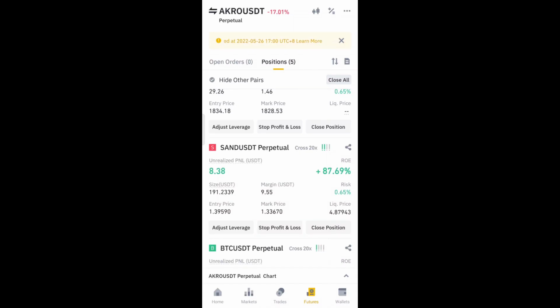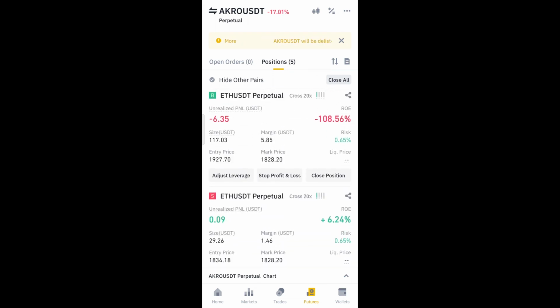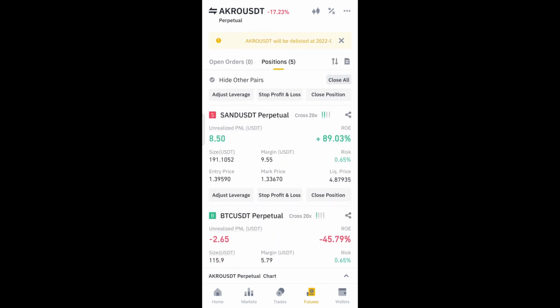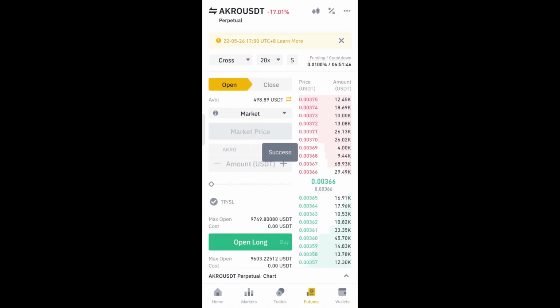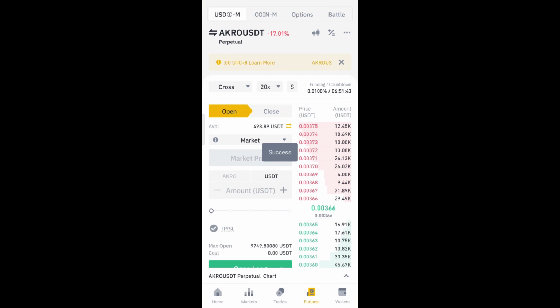Hey guys, in this video I'm going to show you how you can open Binance Futures positions. Right now you can see here are some of my positions. Sometimes I use a bot, sometimes I do manual trading, guys. This is one of the positions here. I'm going to close the position. So we make a nice $8 profit, for some of you it's pretty good, right?